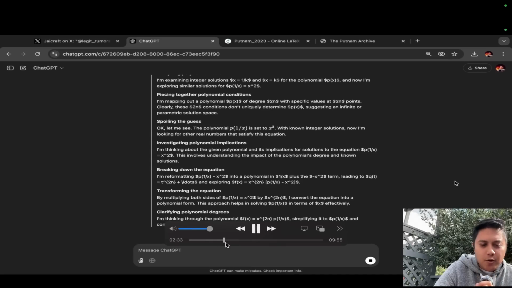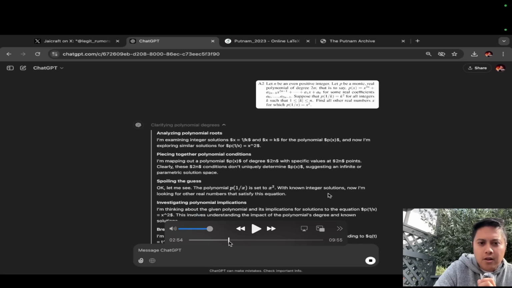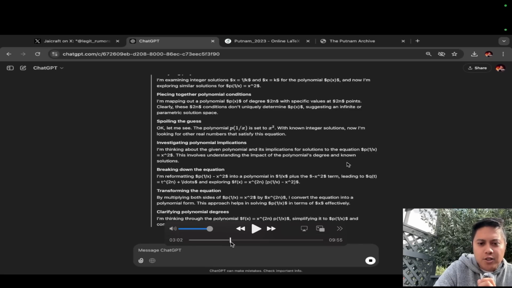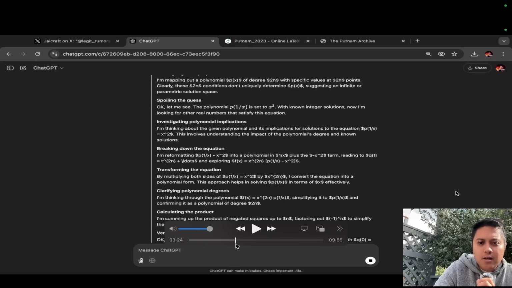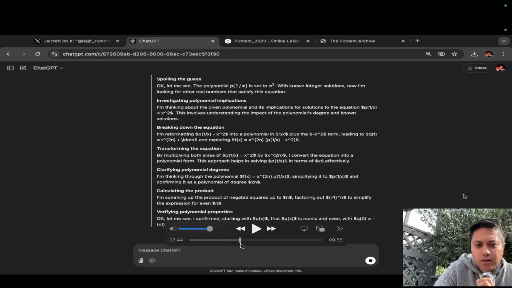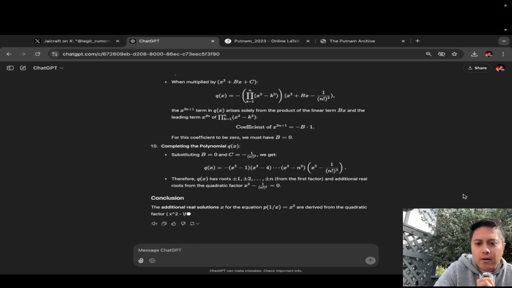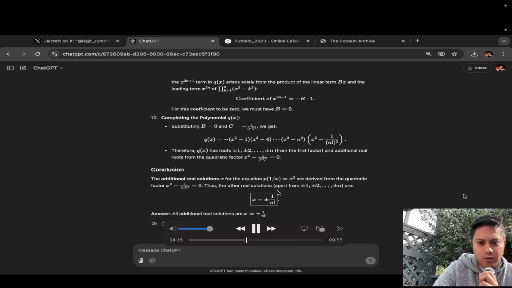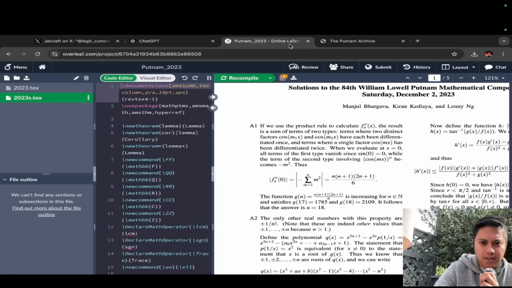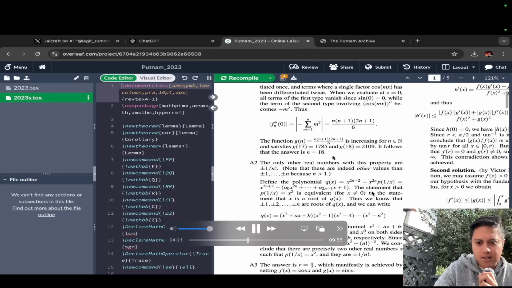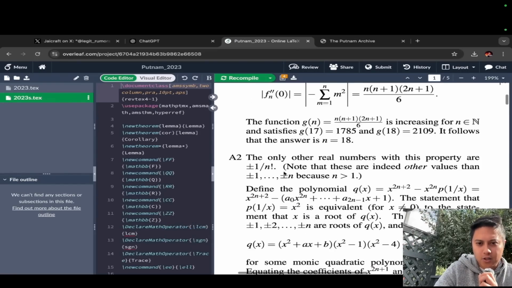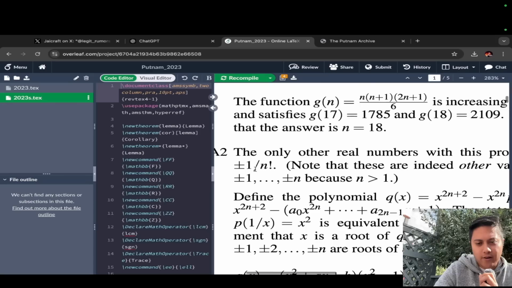For the second question, it took some more time to think. The answer is plus or minus 1 over n factorial, based on the solutions from the Putnam archive. Sorry, I'm skipping ahead here. I just don't want to spend all the time talking about it. It thought for a while, and eventually the conclusion it reached was indeed the right answer provided on the exam. Here I'm just showing you that the correct answer is plus or minus 1 over n factorial.